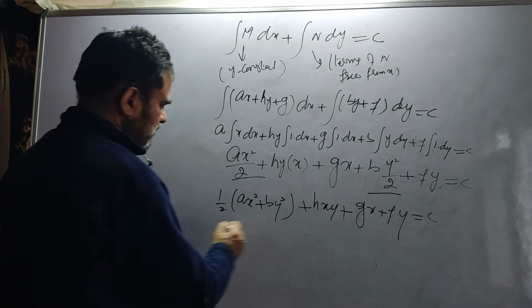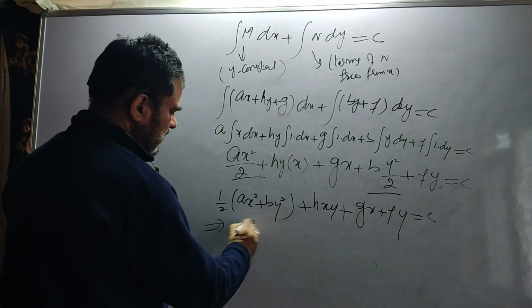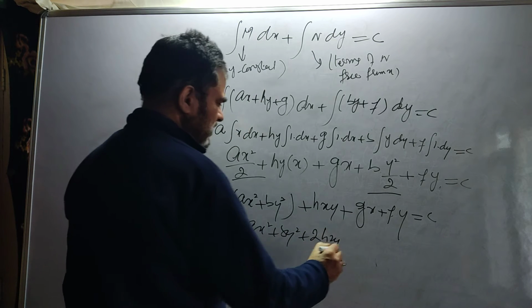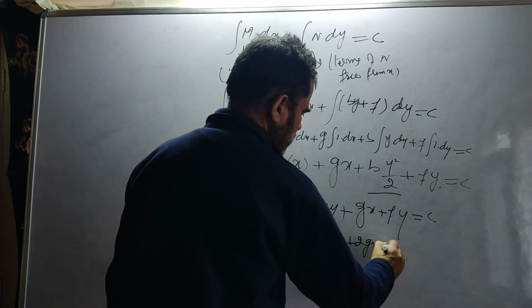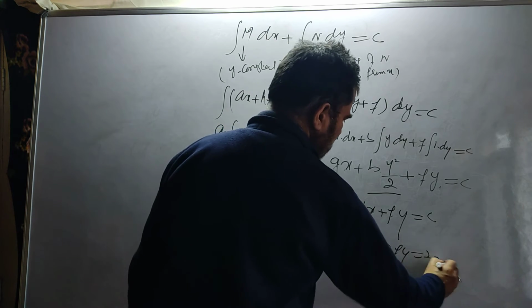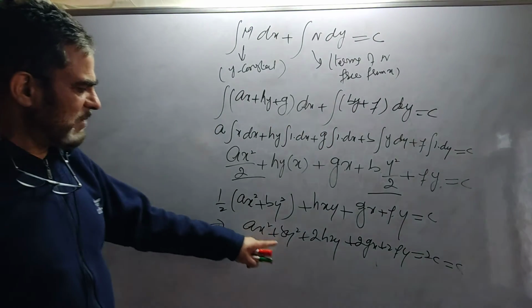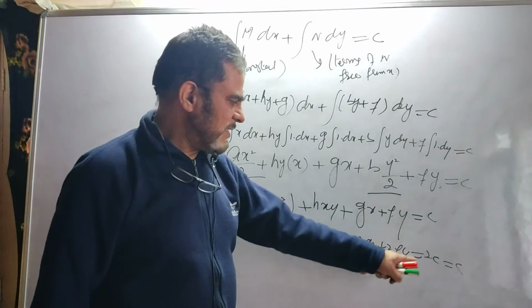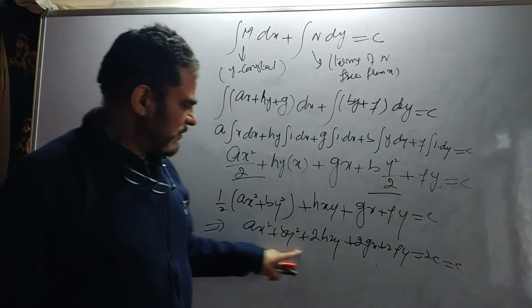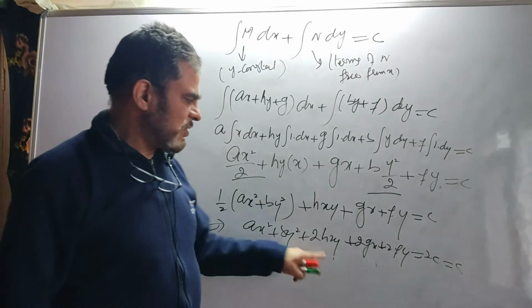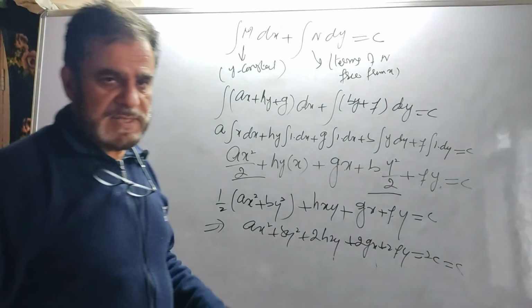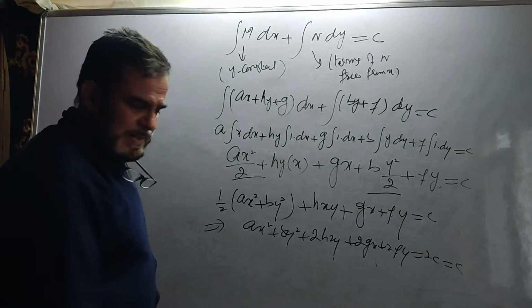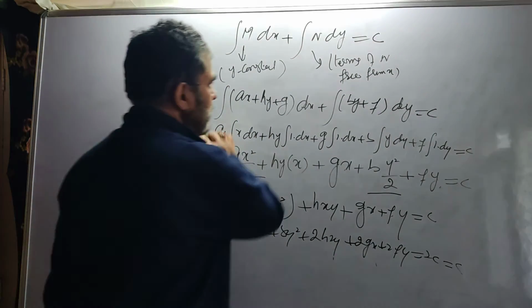You can multiply through. This can be the answer: ax square plus by square plus 2hxy, because it represents the curve, plus 2gx plus 2fy is equal to 2c, which you choose as c. That means the total differential of this will be the given differential equation. Okay, this is one more example we did. It is the application part we are doing.